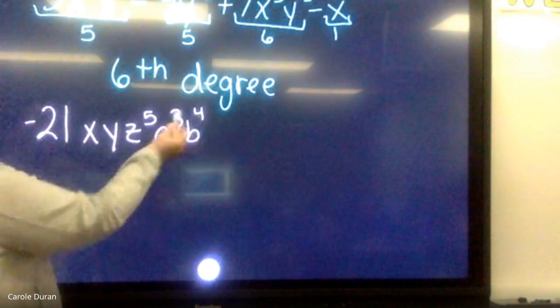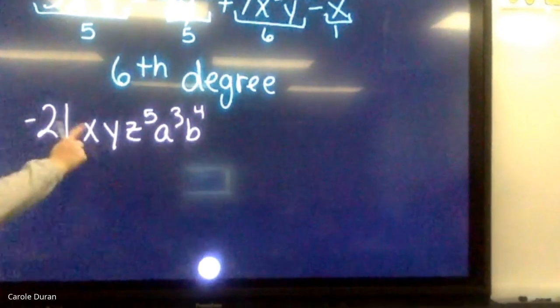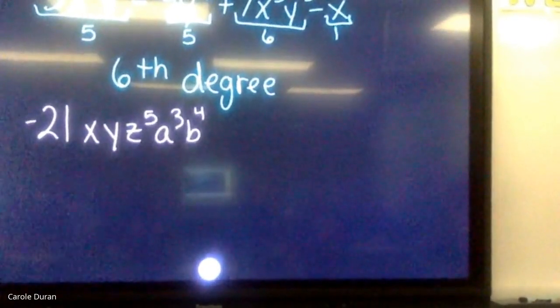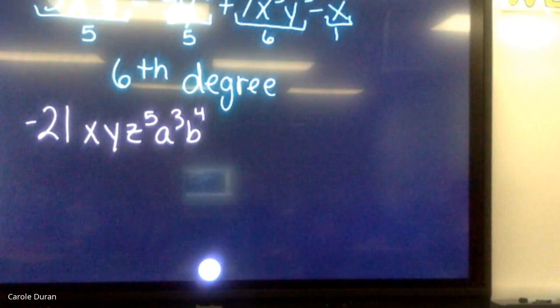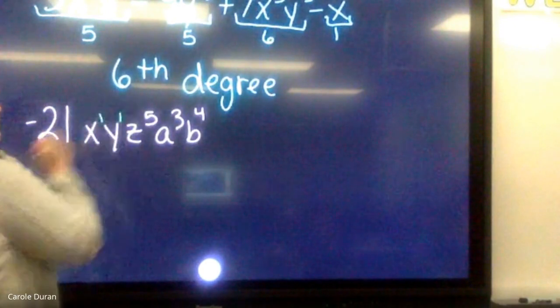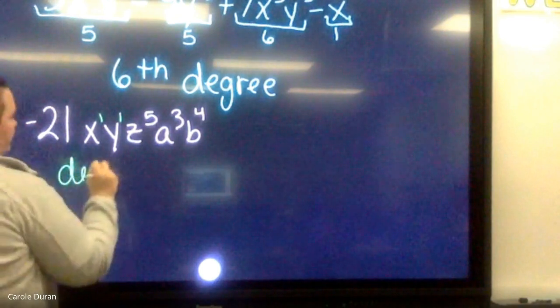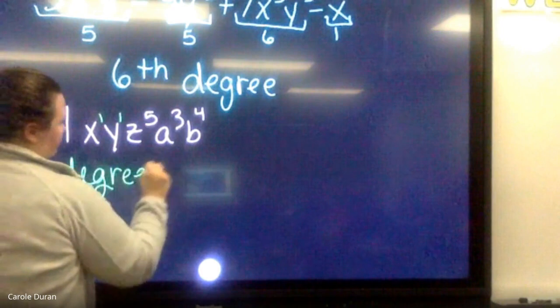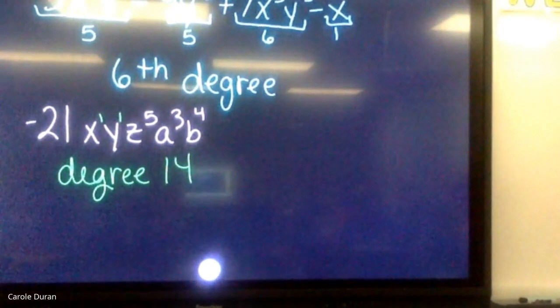I have 4 and I have 3, which is 7, plus 5 is 12. My x and my y don't have an exponent, so I don't have to add those, right? No, but there are 1. Just because it's not there doesn't mean it doesn't exist. So it is, in fact, a degree 14 monomial. Any questions on that? You're just counting the exponents and then adding them all.